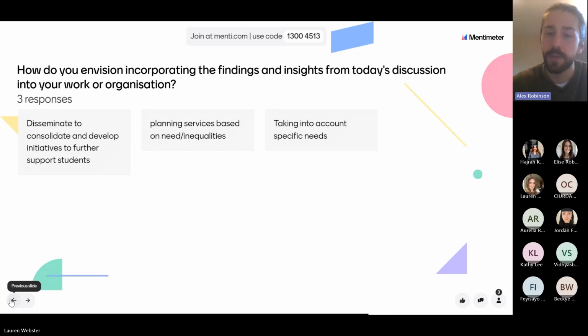Cool. So how do you envision incorporating the findings and insights from today's discussion? So using it to disseminate and consolidate and develop initiatives to further support students, planning services based on need and inequalities, taking into account specific needs. Yeah, so using the data to provide evidence for different policies, different funded projects, that sort of thing.